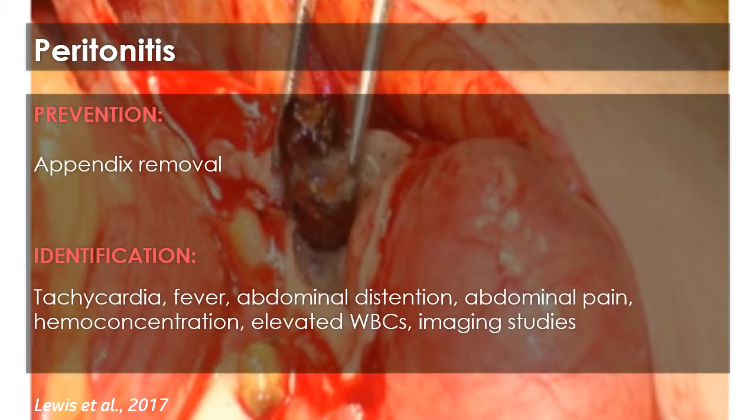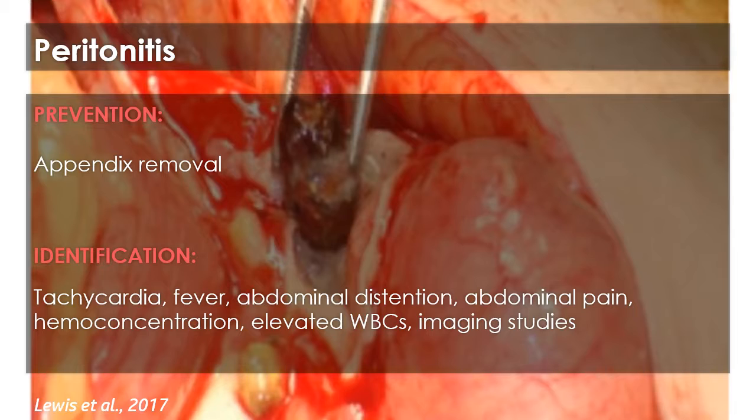If the appendix is not removed in time, it will rupture. Rupturing releases intestinal contents into the abdominal cavity, which can cause inflammation of the peritoneum. This is known as peritonitis. The peritoneum is usually sterile, so the bacteria released into the abdominal cavity irritates the tissues. This irritation results in an inflammatory response which causes massive fluid shifts known as peritoneal edema. Adhesions may also form because the body is trying to seclude the infection.